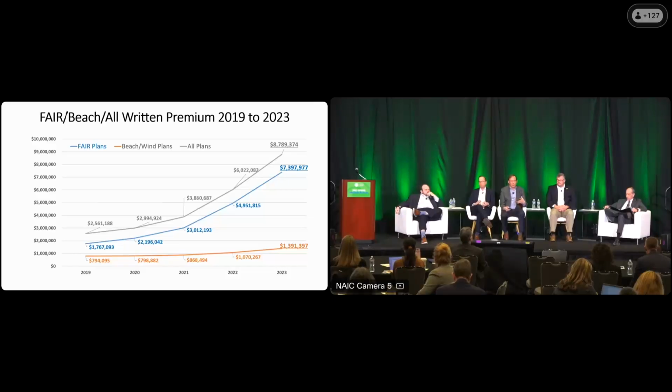So again, we start off in 2019 with about $2.5 billion. By 2023, we're up to $8.8 billion. Pretty dramatic increase. And we anticipate that 2024 premiums are going to exceed that.